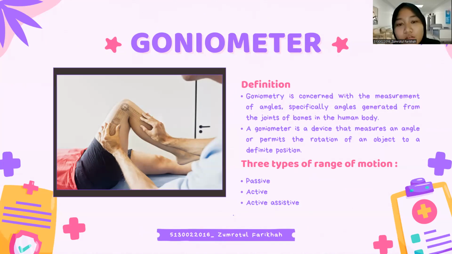Next is the goniometer. Goniometry is concerned with the measurement of angles, specifically angles generated from the joints of bones in the human body. A goniometer is a device that measures an angle or permits the rotation of an object to a definite position. There are three types of range of motion. The first one is passive, active, and active assistive. Next.